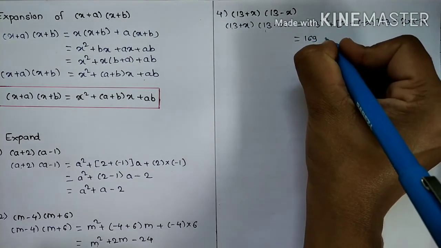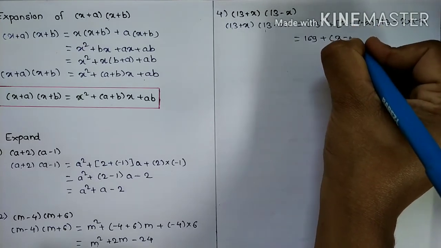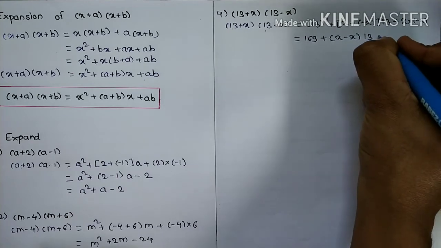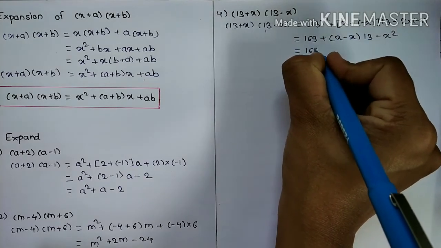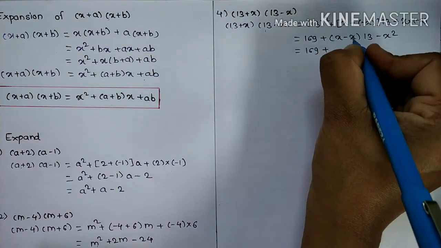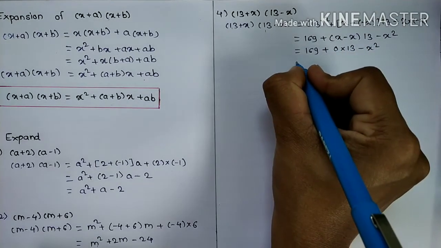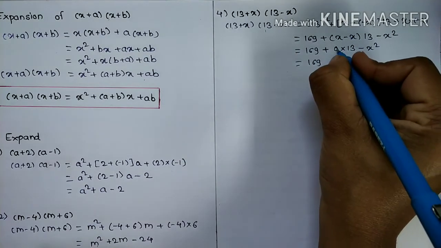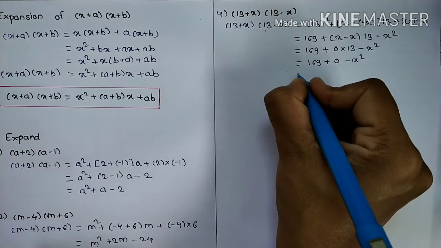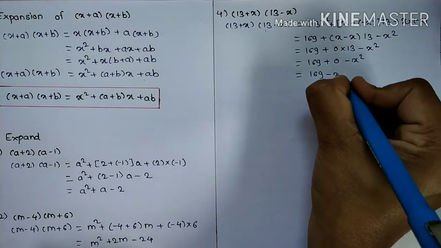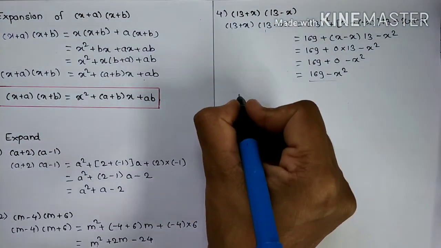169. Okay, plus x plus into minus is minus x into 13. X into minus x is minus x square, is equal to 169 plus x minus x is 0. 0 into 13 minus x square, which is equal to 169. 0 into 13 is 0 minus x square, which is equal to 169 minus x square. This is the answer. Okay, now see the next example.